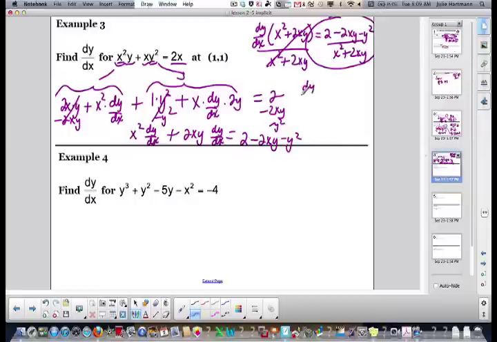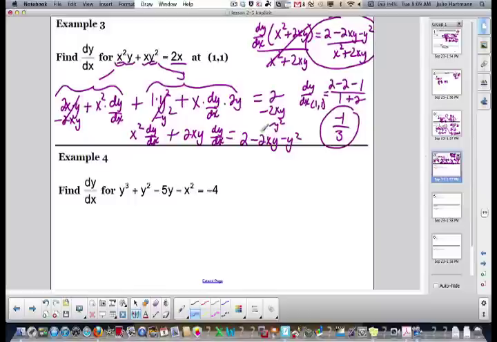So the derivative at the point (1, 1) is 2 minus 1 over 1 plus 2. So that's negative 1/3, which is your derivative. All right. Let's keep going. Another example.